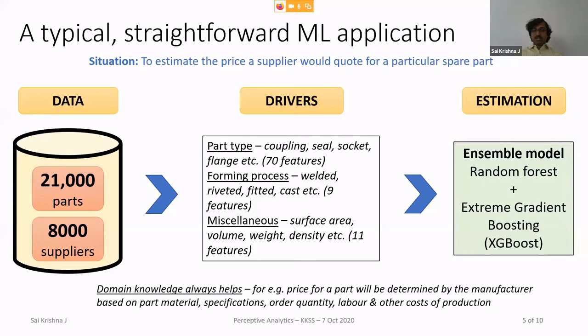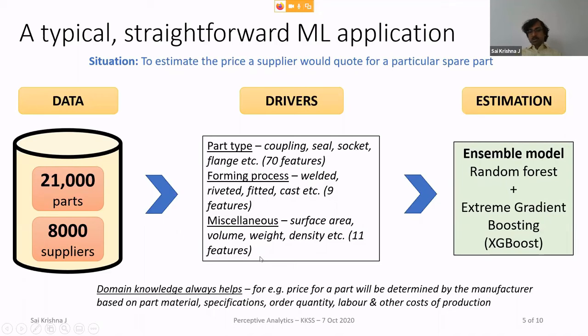So these constitute around 70 features. Then we have the forming process, which denotes how exactly the part was manufactured. So whether it is done by welding, whether it has rivets, whether it's a fitted part, whether it's cast iron, or whatever. Like this, there were around 9 features. And then certain miscellaneous details: surface area of the part, volume, weight, density, 11 features.